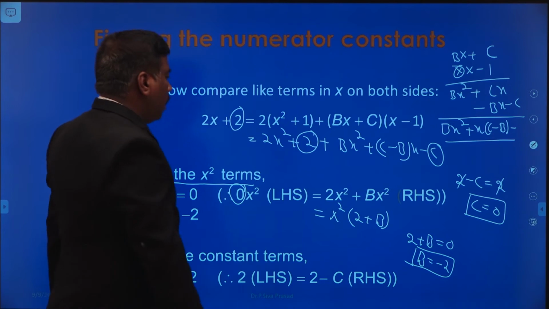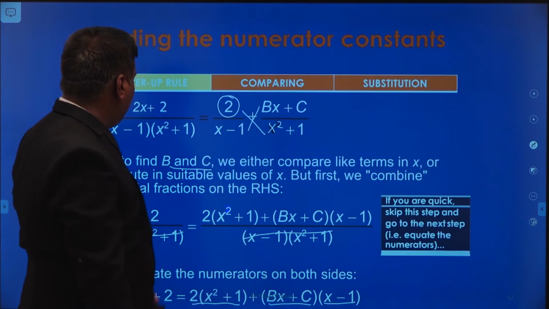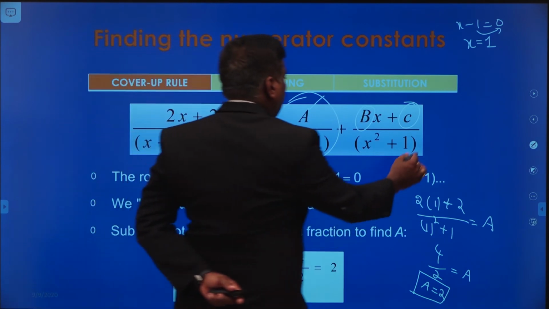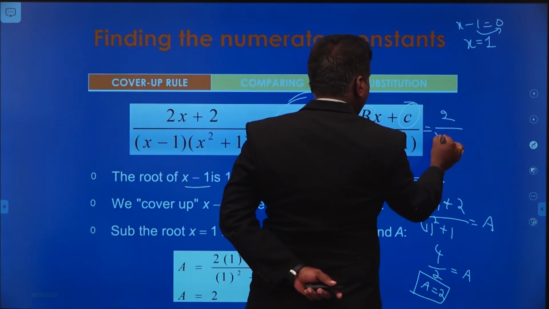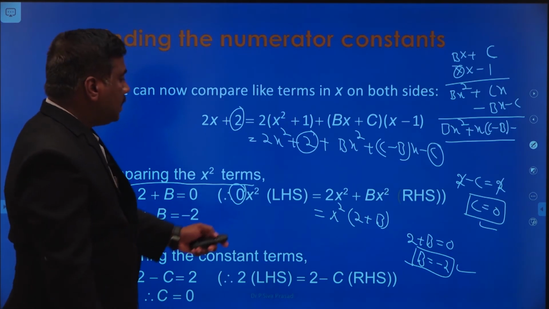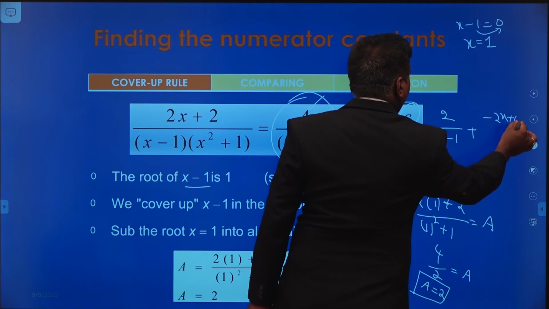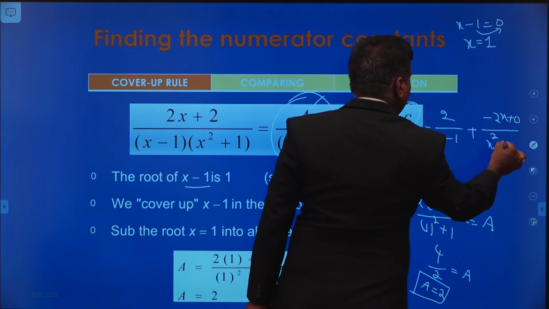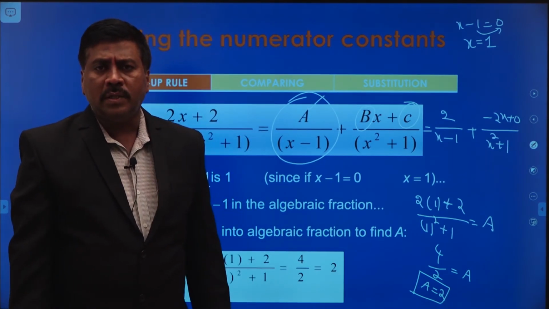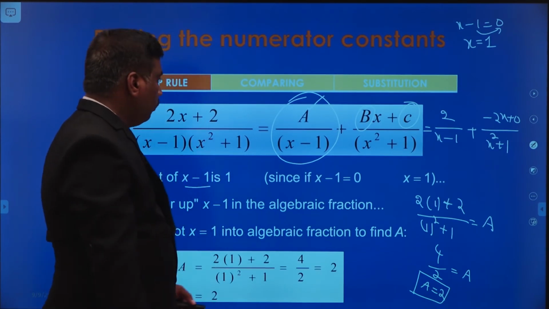Therefore, here what we get, c value is 0 and b value is minus 2 and a value is equal to 2. Therefore, the partial fractions are like this. This is equal to 2 by x minus 1 plus, next one, b is equal to minus of 2. That means minus 2x plus 0. That means you cannot consider that one, by x square plus 1. This is the way of procedure for finding the a, b, c constants by using the cover up rule only. All of you understood this?